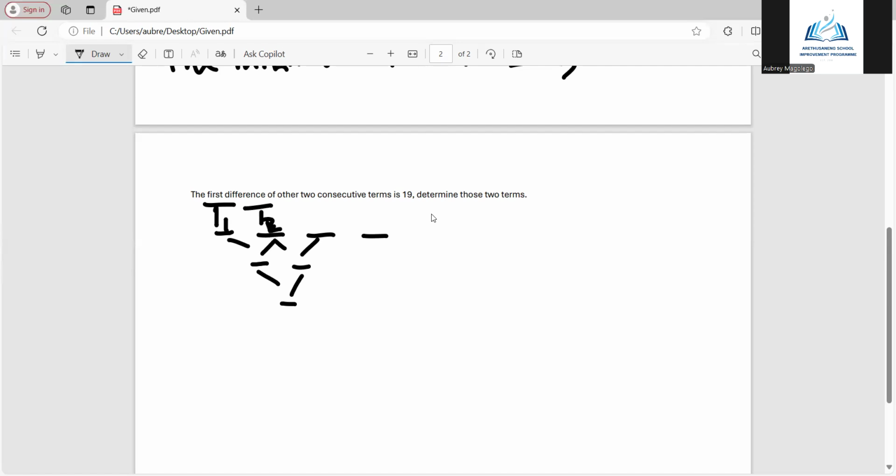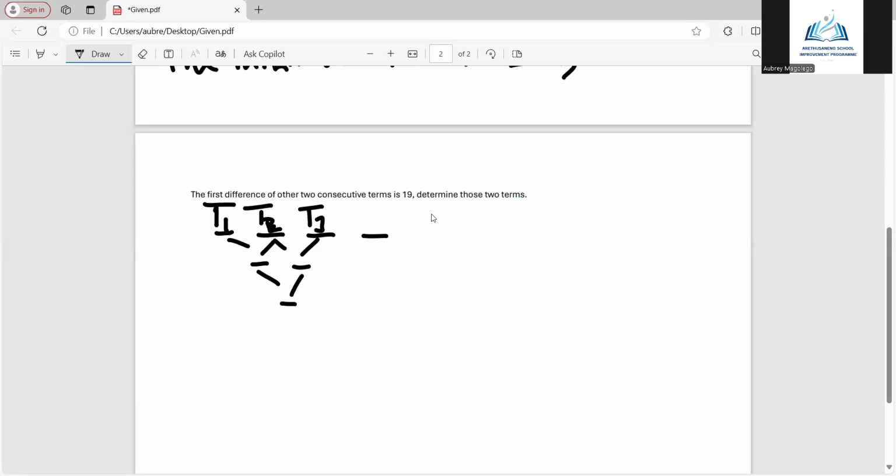Then to go to term number 3, we add 1 to the position, which is 2. Then we go to term number 3. That's how. So two consecutive terms are those two terms which follow each other. I don't know how to explain it. For instance, we have T1, then we have T2. So T1 and T2 are consecutive terms, which follow each other. Then T3 and T2, they are consecutive terms.